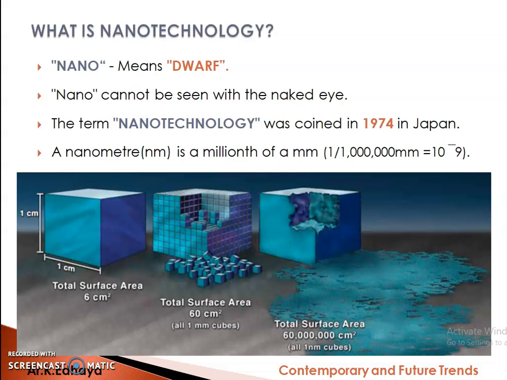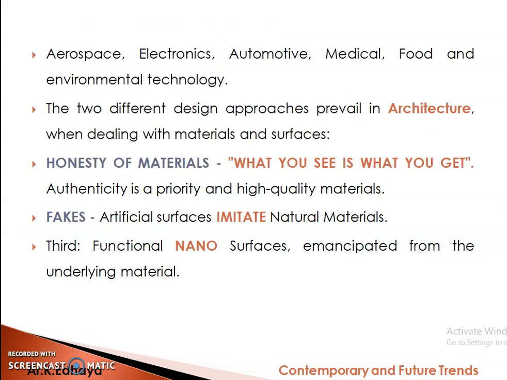Then you will have a very large total surface area, a completely crushed-out total area, on which you can apply whatever you need. So this is how nanomaterials are used. The amount of material that is going to be used is very tiny, so the effective use increases in nanomaterials. This is used in aerospace, electronics, automotive, medical, food, and environmental technology as well.